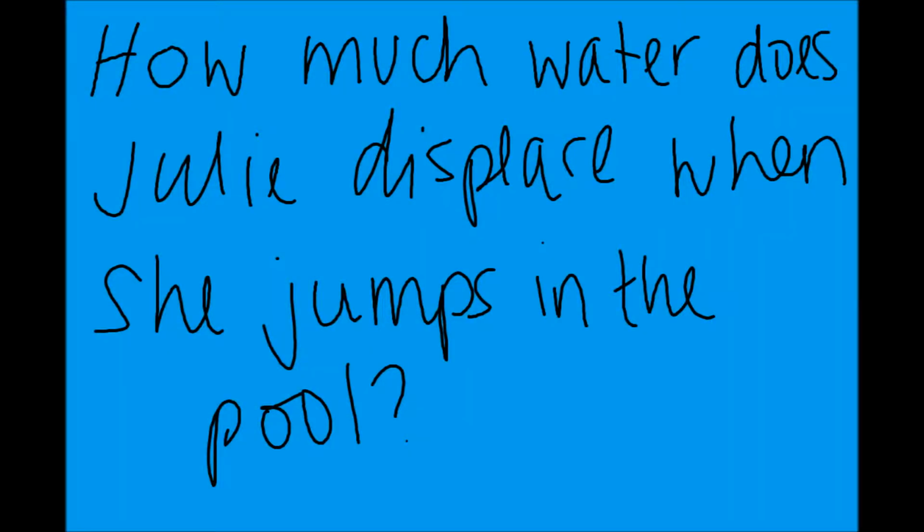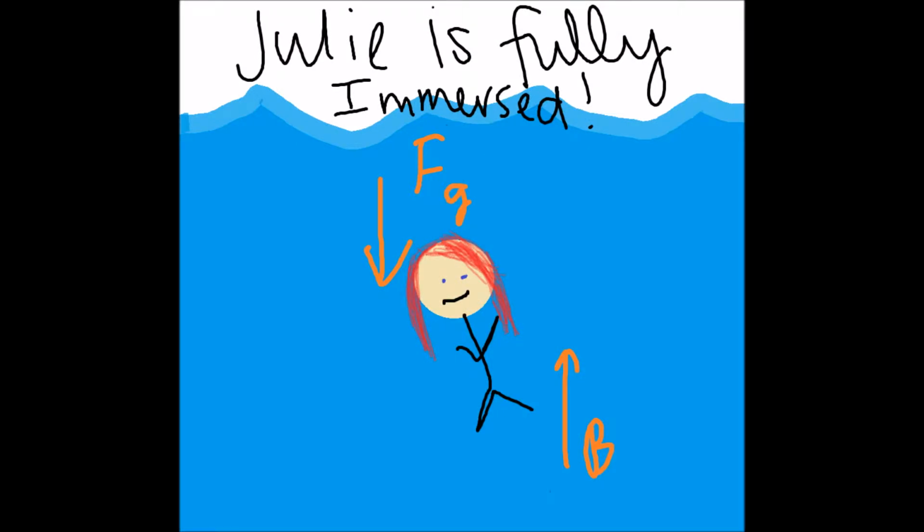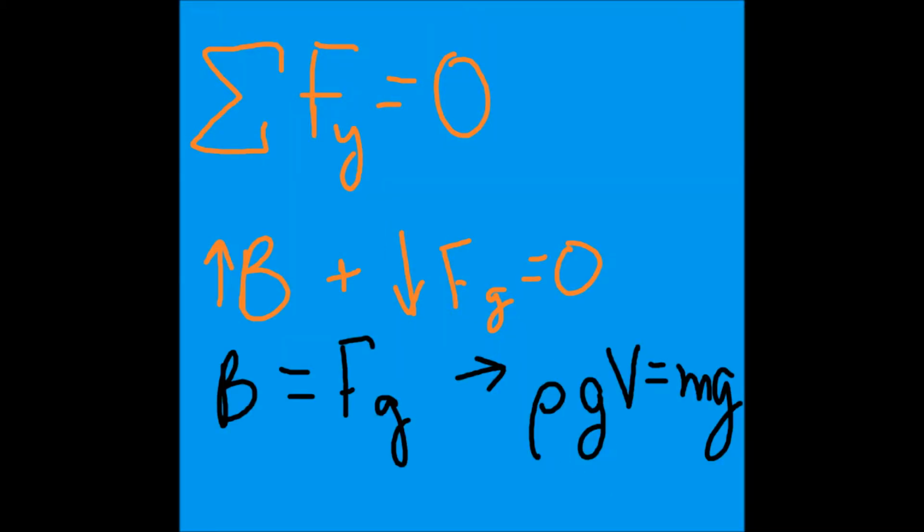How much water does Julie displace when she jumps into the pool? In this diagram, the gravitational force is pulling Julie down while the buoyancy force is pulling her up. The force in the y direction is equal to 0, causing the buoyancy force to be equal to the gravitational force.